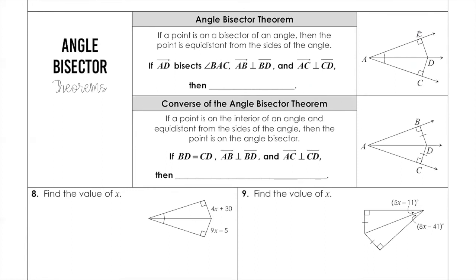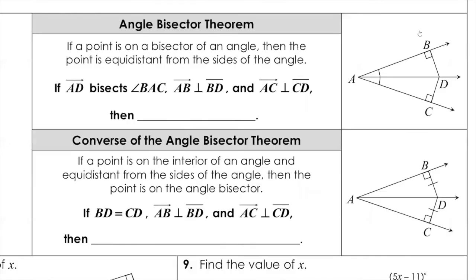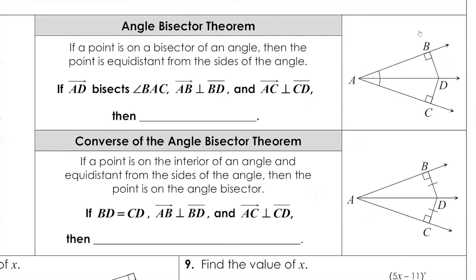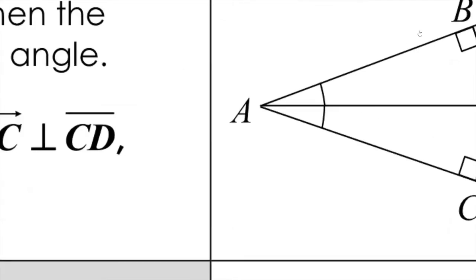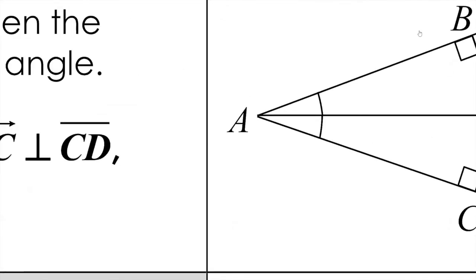Okay, so if AD bisects our angle, how do we know that it cut it in half? What tells us that? An equal angle. How do we know the angles are equal? The hoops. There it is. We've got hoops.